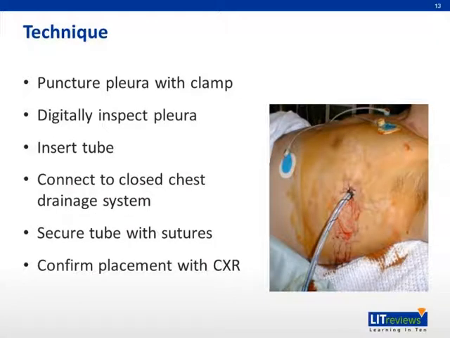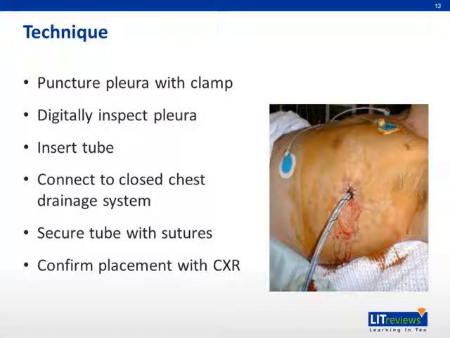The pleura is then punctured with the tip of the Kelly clamp, being careful not to injure any internal structures. After a hole is made, digital inspection is performed of the pleura to make sure there are no local adhesions and that the pleural cavity has been entered.